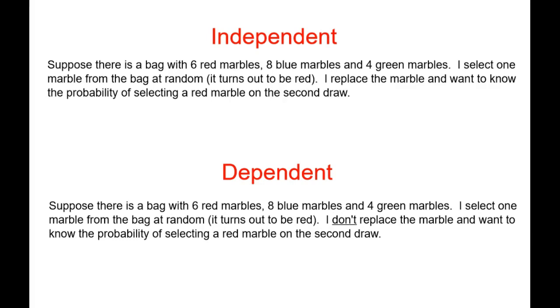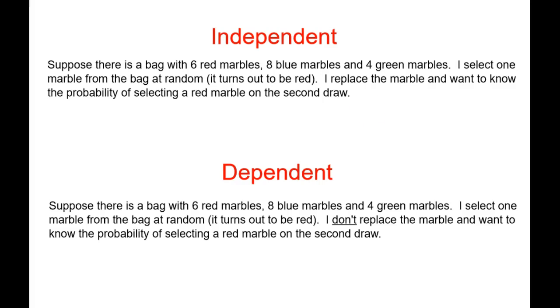Now we're going to use a simple example to show the difference between independent and dependent events. There's only going to be one small change between these two events. So first, for the independent events. Suppose there is a bag with 6 red marbles, 8 blue marbles, and 4 green marbles. I select one marble from the bag at random and it turns out to be a red one. I replace the marble and want to know the probability of selecting a red marble on the second draw.